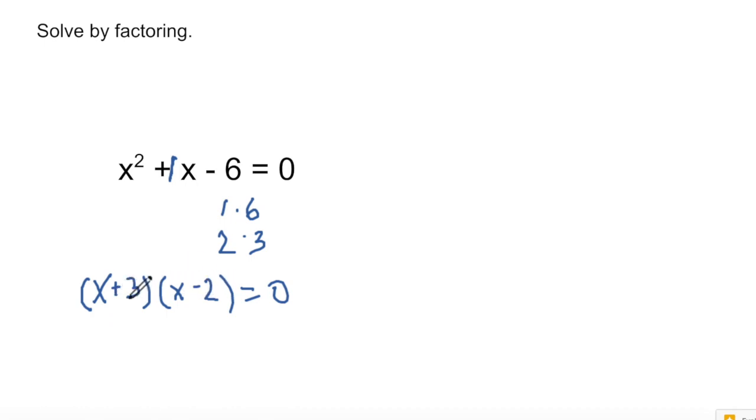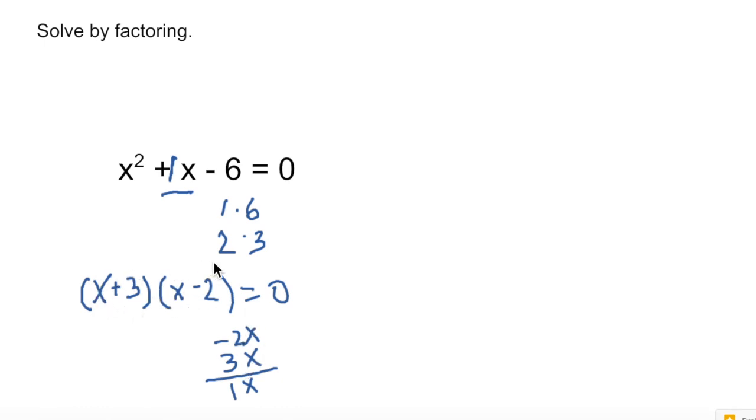Negative 2 times 3 is negative 6. So the constant works. X times x is x squared. That works. Now let's check out the outer and inner terms, which are the x terms. Negative 2 times x is negative 2x. And 3 times x is 3x. And when we add those together, we get 1x, which is exactly what we have here. So yes, this checks out.